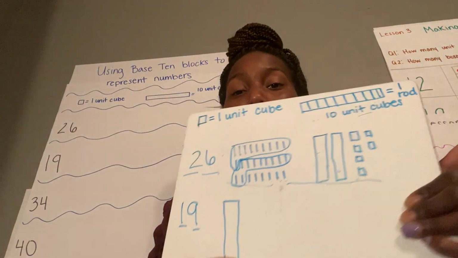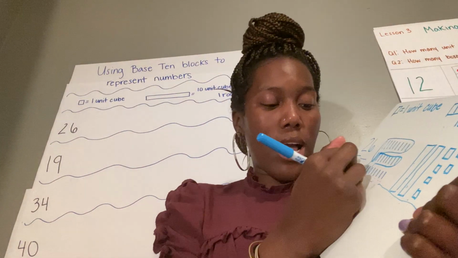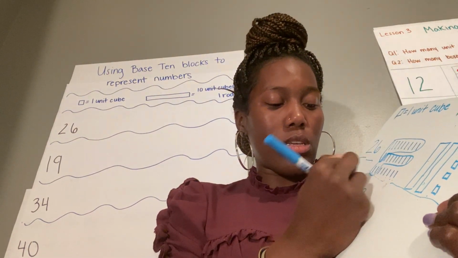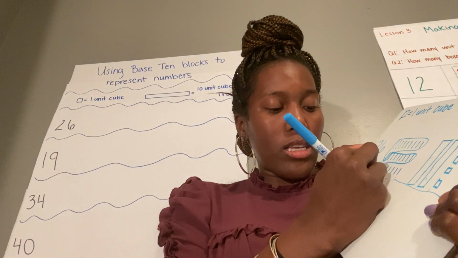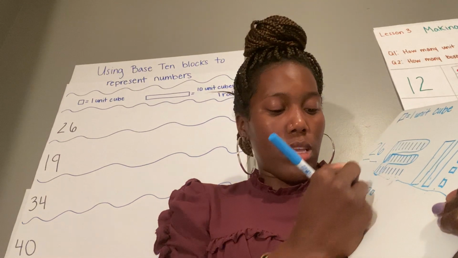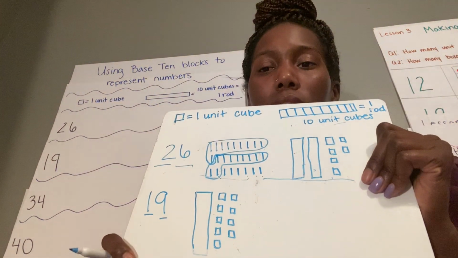That means I don't have enough to make another rod. So I need to draw 9 single blocks. 1, 2, 3, 4, 5, 6, 7, 8, 9. See how quick that was?